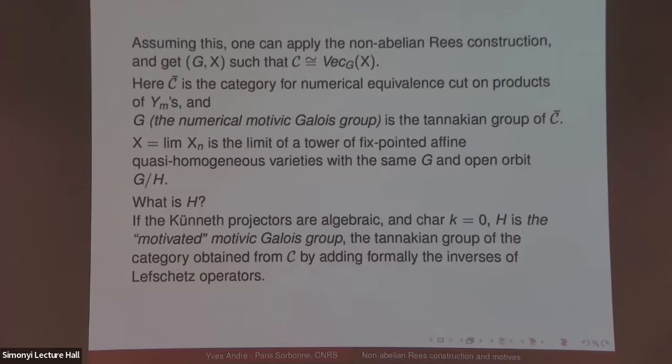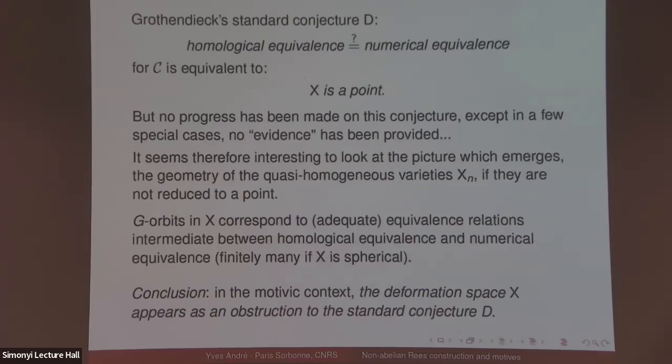This motivated motivic Galois group is the Tannakian group of the category which one obtains from C by adding formally the inverse of the Lefschetz operator attached to polarizations. So now we have this famous Grothendieck standard conjecture.